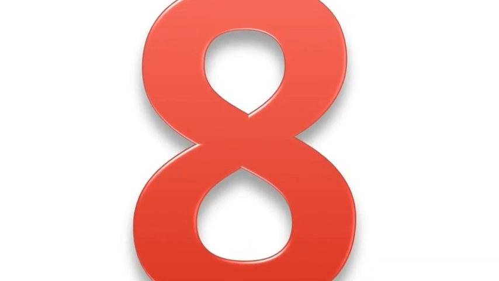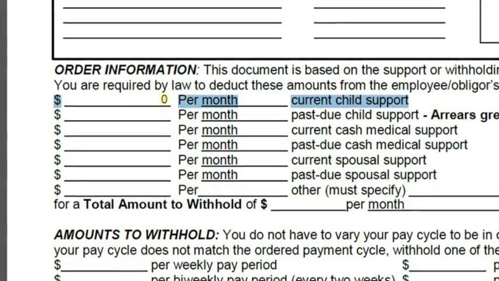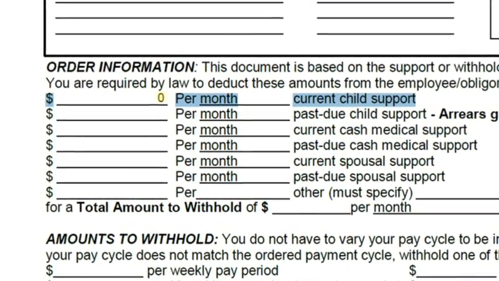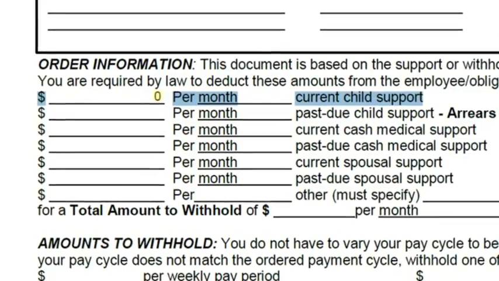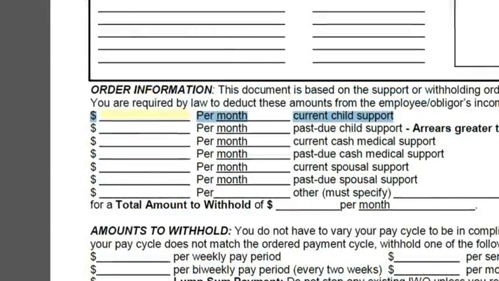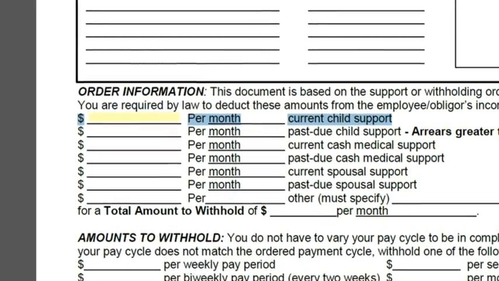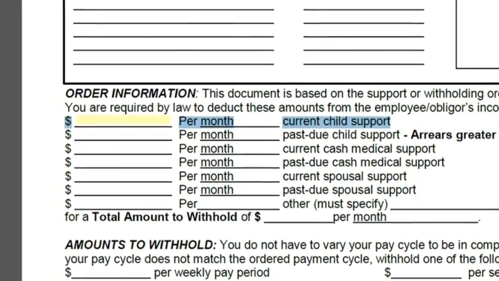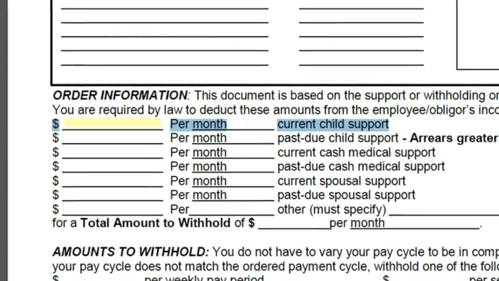Step 8. This section tells the employer how much money should be withheld each month from the employee's paycheck. If your IWO orders child support withheld, read your child support order to determine the monthly amount of child support ordered. Type that amount in the first blank.